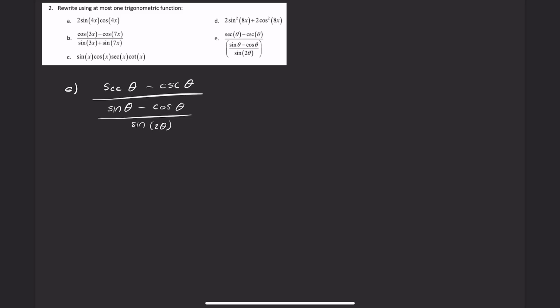Okay, so for E, what we can start off by doing is rearranging this complex fraction. If we keep, change, flip, we'll have secant theta minus cosecant theta all over 1 times the reciprocal, which is sine 2 theta over sine theta minus cosine theta. Here, we did this so we can switch this into one of our identities.